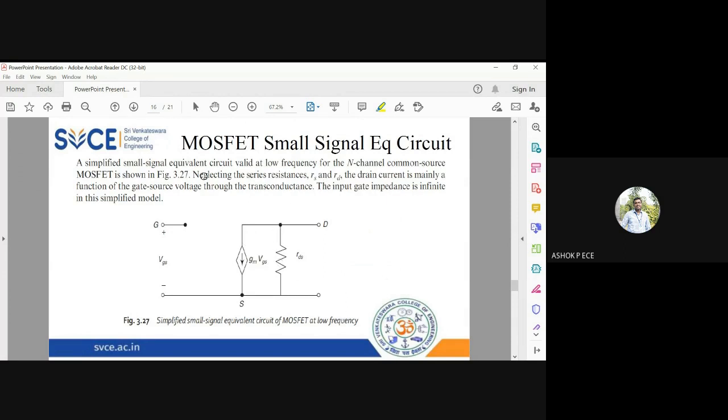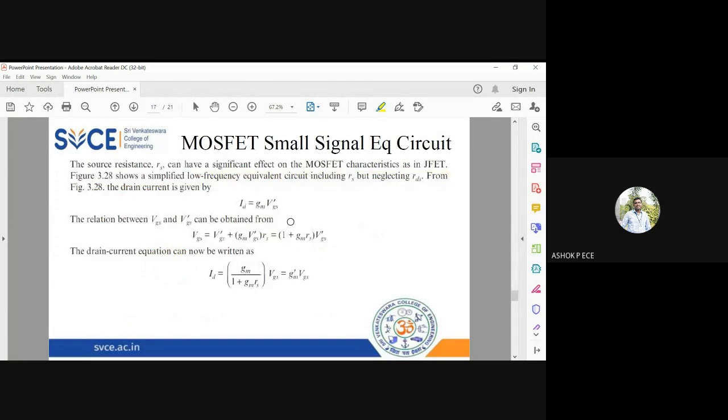I am neglecting the effect of RS and RD, because the drain current only depends on the gate source voltage VGS. So this is ID, right? The drain current depends on GM into VGS. ID equal to GM into VGS. So ID depends on VGS, the input gate source voltage. This is a simplified model of your MOSFET.